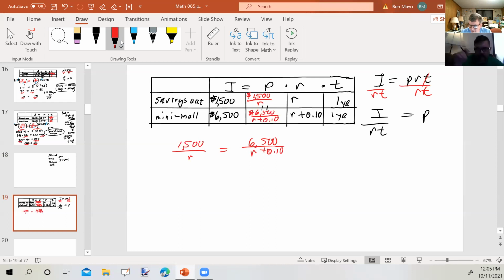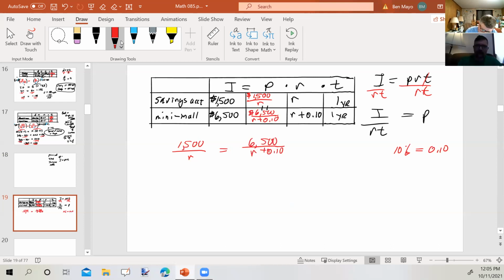Any questions yet? Question? Yeah, maybe I missed it. Where did you get the 0.10 from? Okay, all right. So it said that same amount of money invested in a mini mall development will earn $6,500 interest in a year because the interest paid is 10% more than that paid by the savings account. Gotcha. Sorry, I missed that part. That's okay. So 10% becomes that. Right. I converted it. Okay. Not a problem.